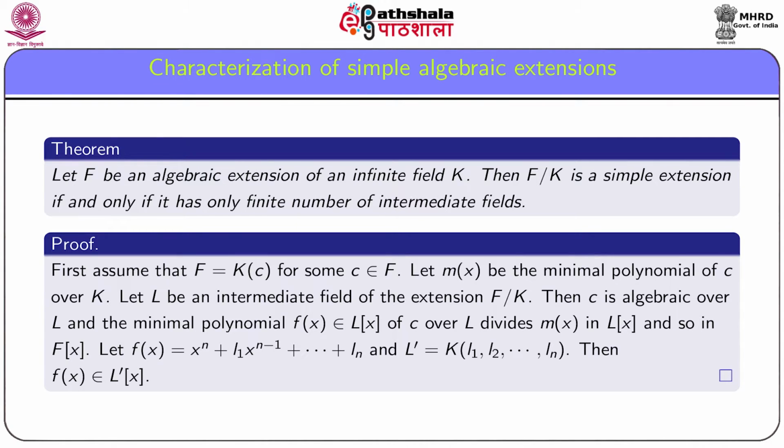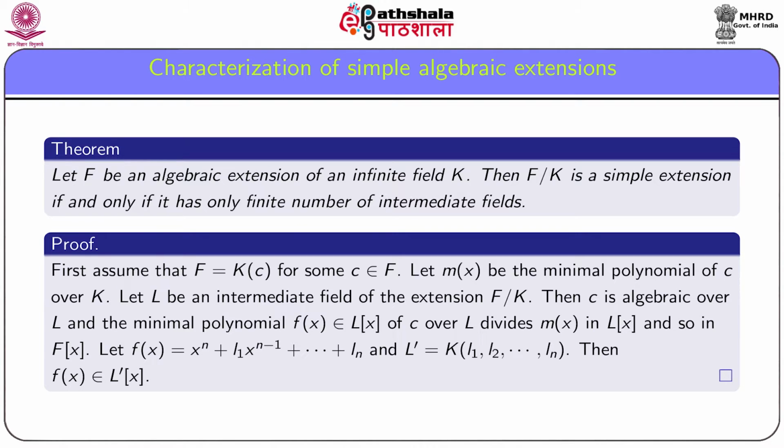Now, we prove a necessary and sufficient condition for an algebraic extension F over K to be simple. Recall that an extension F over K is said to be a simple extension if we have some c in F such that F is equal to K(c), that is, F is generated by c over K. Simple algebraic extensions are very important in the theory of fields. That is why this is not the only result characterizing simple algebraic extensions. In future, in the later modules, we will also characterize simple algebraic extensions.